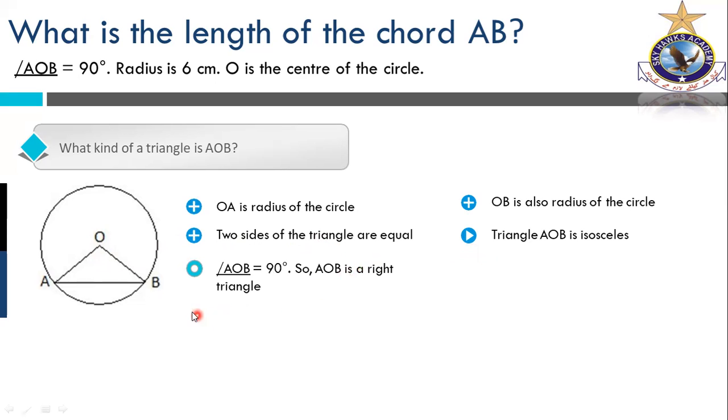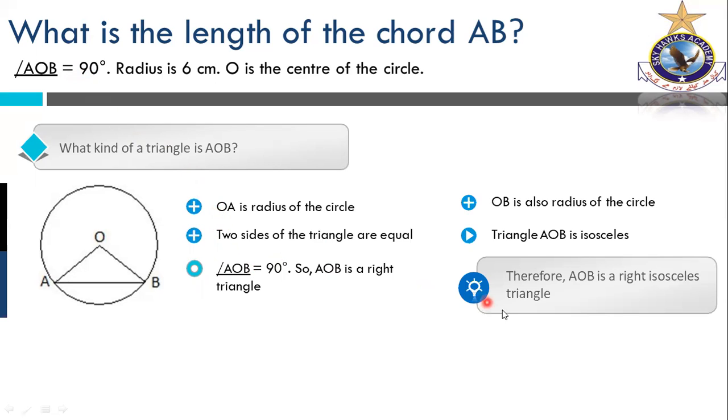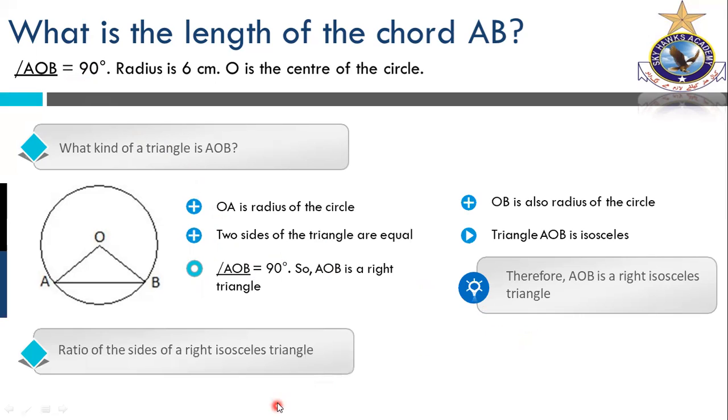And then one more thing is, angle AOB is equal to 90 degrees, so AOB is a right triangle. This was given. Look at this, AOB is a right angle. Therefore, AOB is a right isosceles triangle. Now we are moving to the solution. What is the ratio of the sides of a right isosceles triangle? It was 1, 1, and then square root of 2.